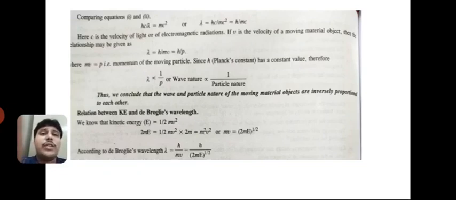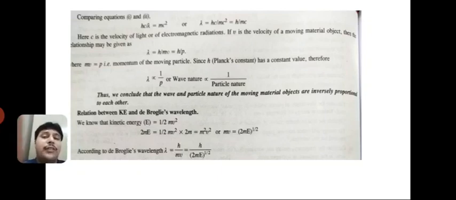Now here c is the velocity of light or of electromagnetic radiation, and if v is the velocity of a moving material object, then the relationship may be given as lambda is equal to h upon mv, which is equal to h upon p, because we know very well that mv is p, the momentum of moving particles. Since h, the Planck's constant, has a constant value, we can also write lambda proportional to 1 by p, or wave nature proportional to 1 upon particle nature. So we conclude that the wave and particle nature of moving material objects are inversely proportional to each other.